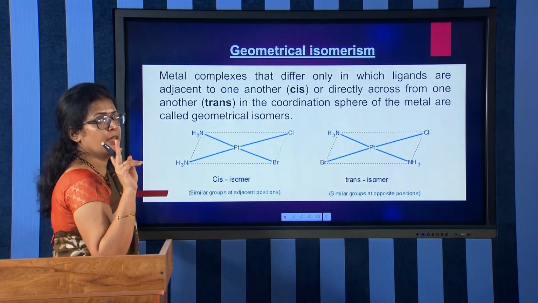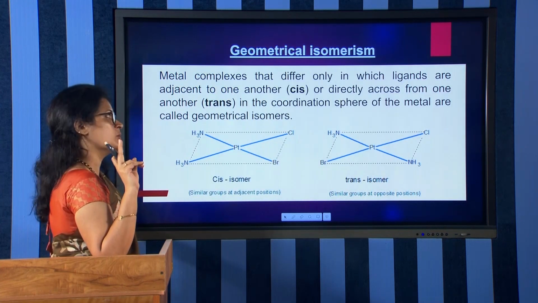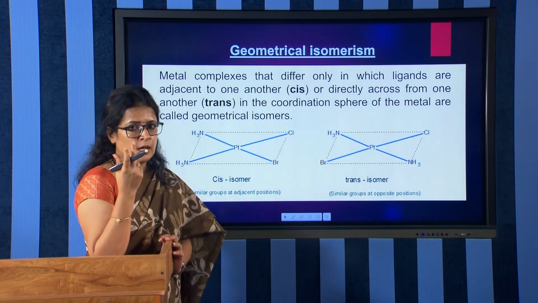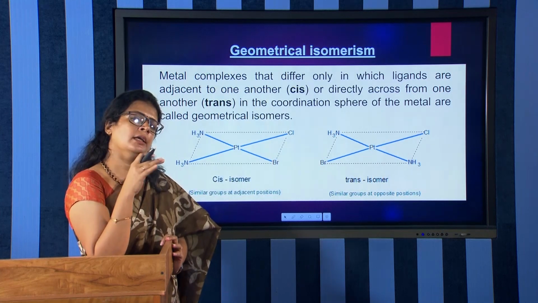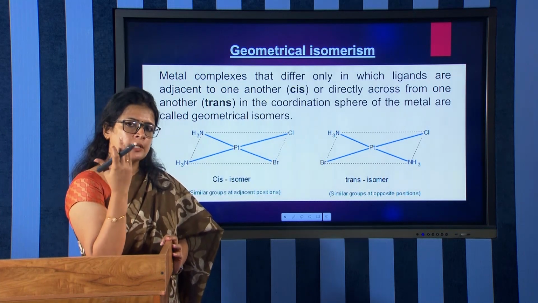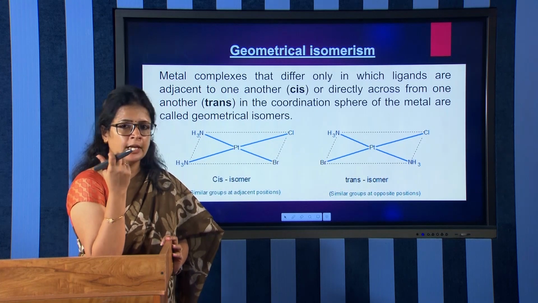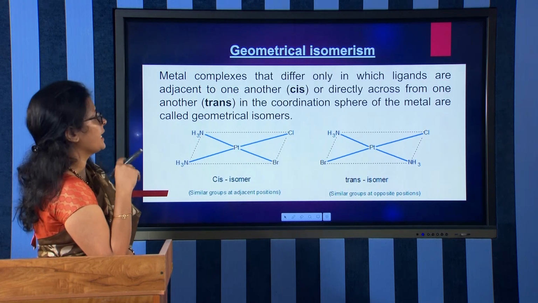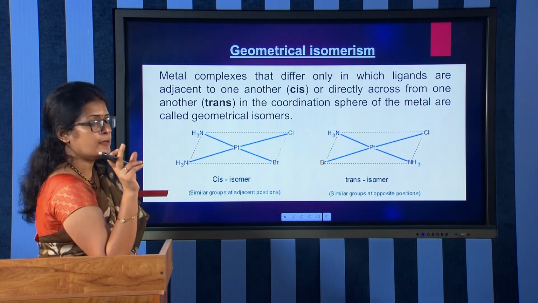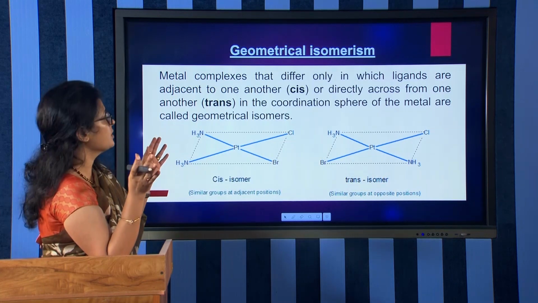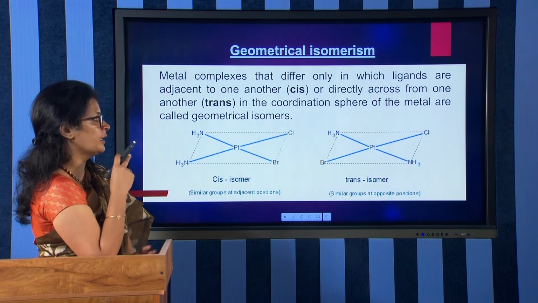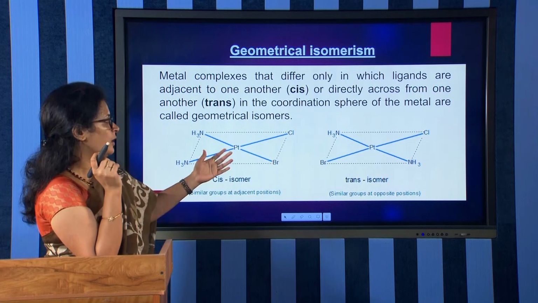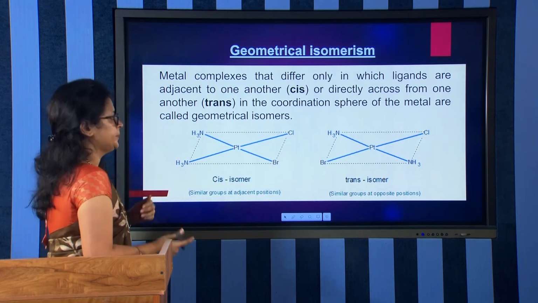The first classification of stereoisomerism is geometrical isomerism. We have studied this geometrical isomerism in organic chemistry classes, that is cis and trans. The same is there in coordination chemistry also, cis and trans form, that is geometrical isomerism. Metal complexes that differ only in which ligands are adjacent to one another, called cis, or directly across from one another, called trans, in the coordination sphere of the metal are called geometrical isomers. See the examples, it will be clearer.